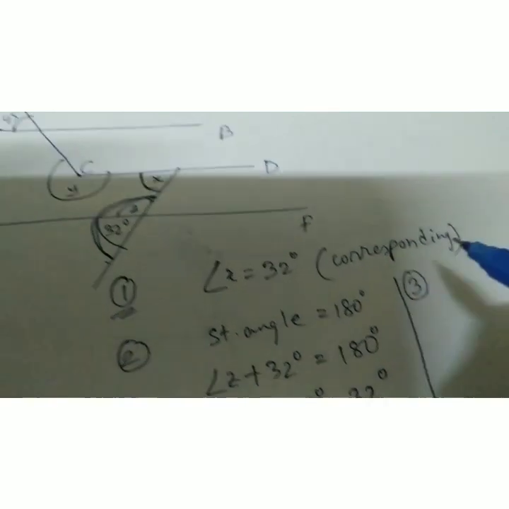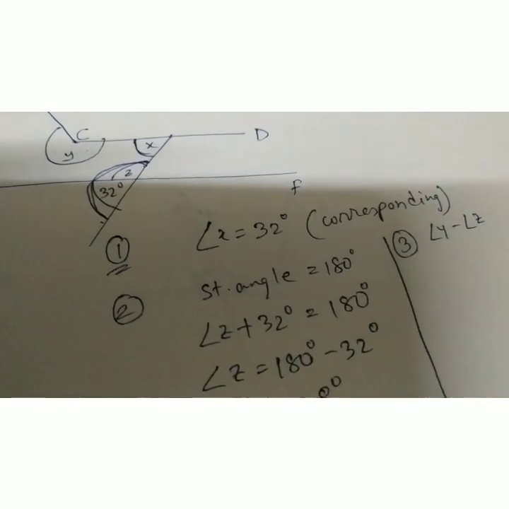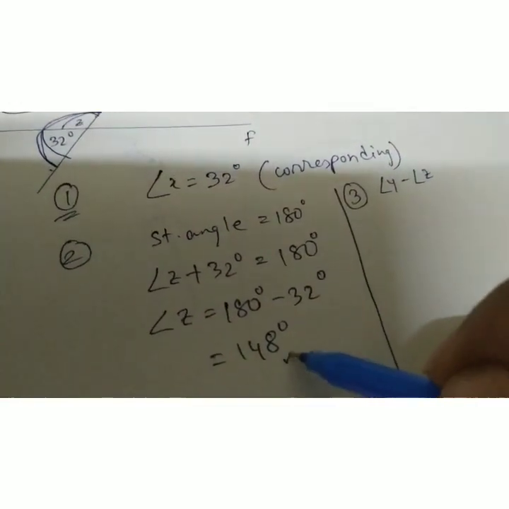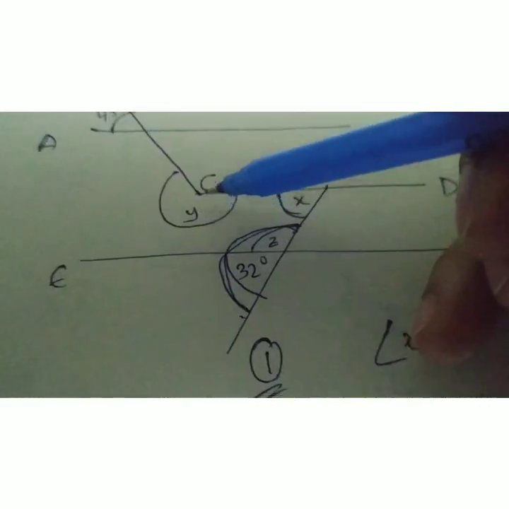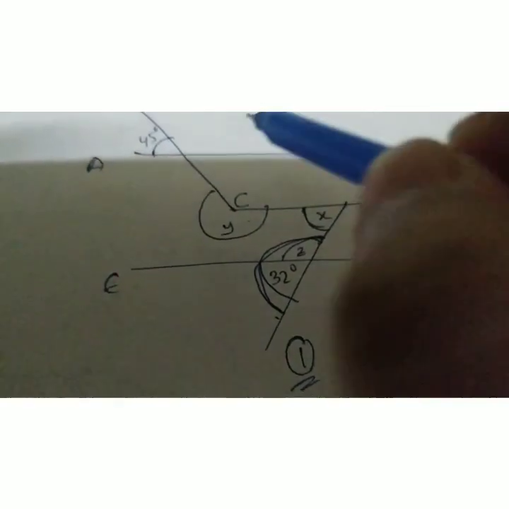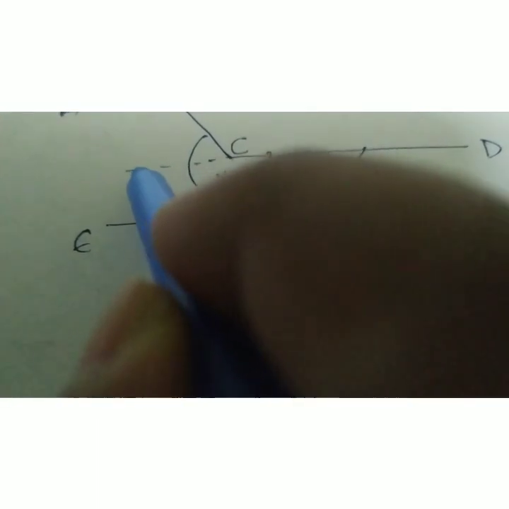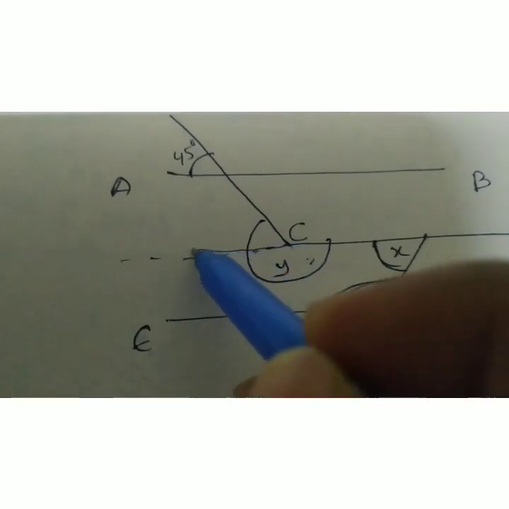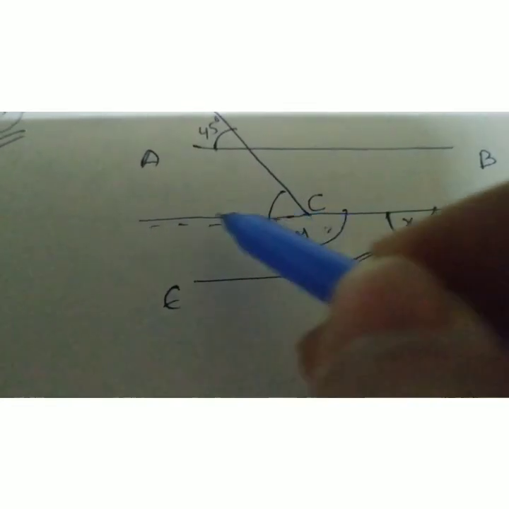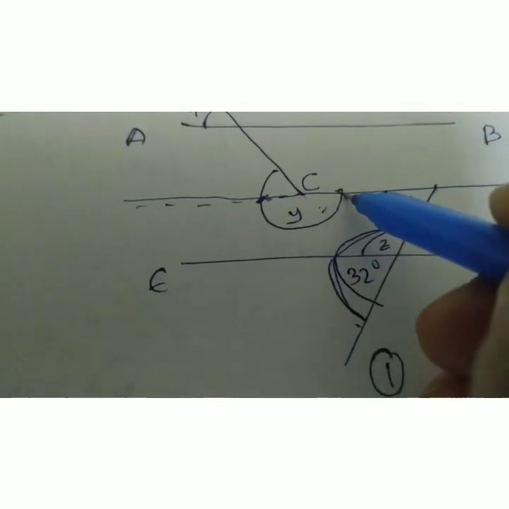Number 3, they asked me to find angle Y minus angle Z. So first of all, we already have the value of Z, so we need to find the value of Y. So Y, if you see, this is angle Y. Okay, so how to find out angle Y? We have to actually dissect it. Let's say this is a straight line. If we just make it into two parts, okay, so if we just continue the straight line, it seems like this.